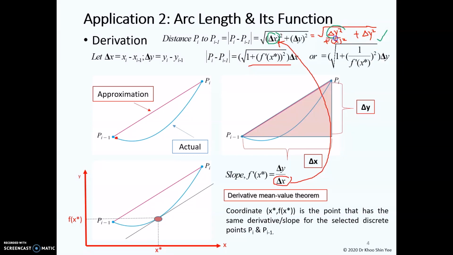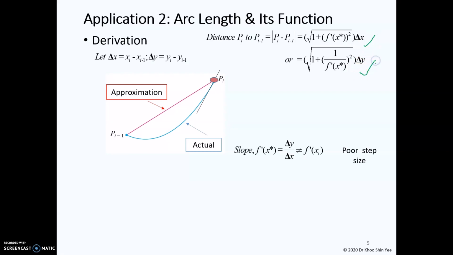Then you can take the delta y squared outside the square root to obtain delta y. So these are the two formulas that we obtained so far to calculate the distance between 2 points. For the first case, you can see that the delta x between these 2 points is too large. Therefore, we say that we have a poor step size. So you can see that the distance of this straight line does not represent the distance of the curved line.